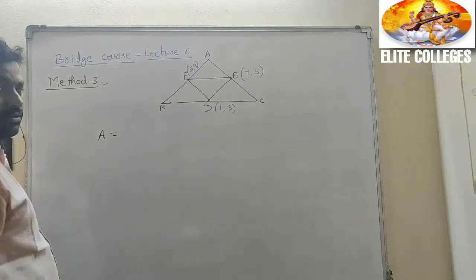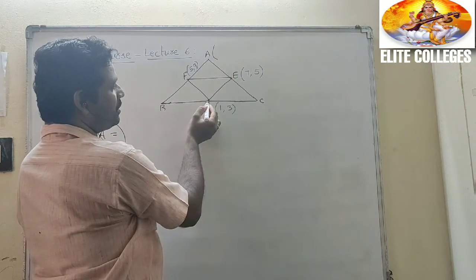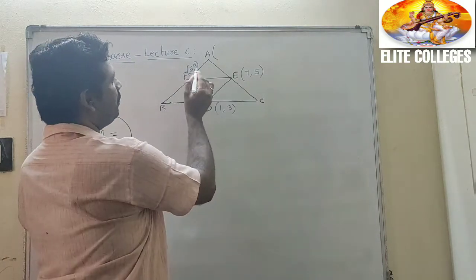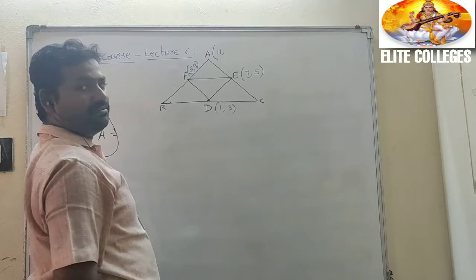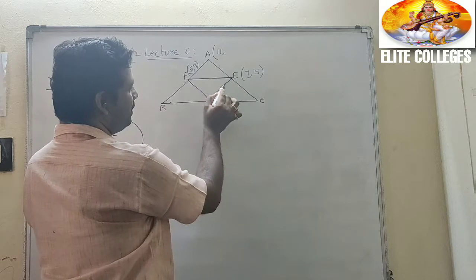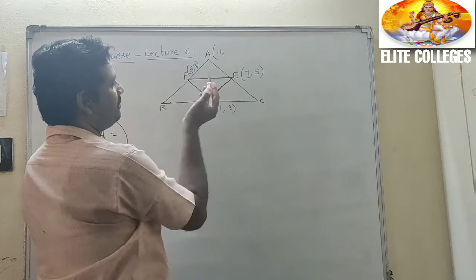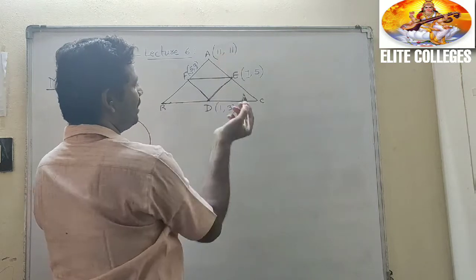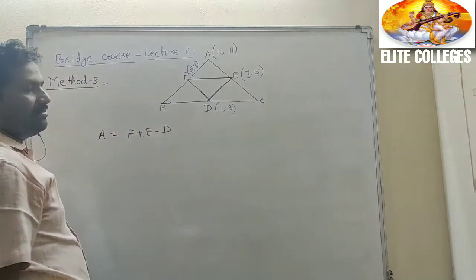For the A point, add these two, subtract the opposite one. See, 5 plus 7, 12. What is 12 minus 1? 11. That is the first one. Again I am telling you, for A point, add these two, subtract the opposite one. 5 plus 7, 12, 12 minus 1, 11. And 9 plus 5, 14, 14 minus 3, 11. So that is the A point. So A equals F plus E minus D.